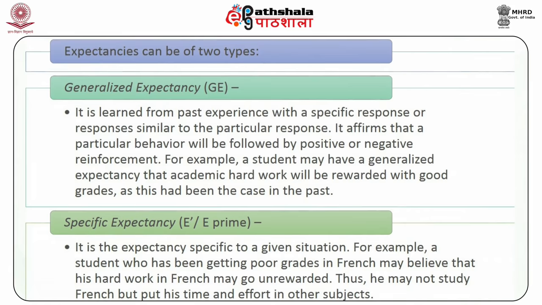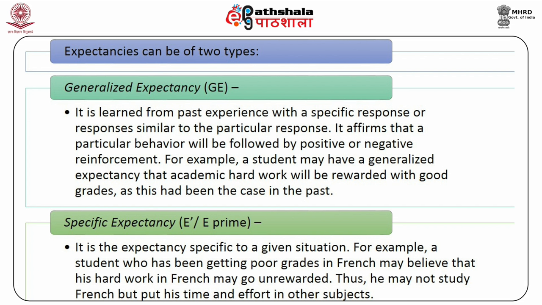First, generalized expectancy. It is learned from past experience with a specific response or responses similar to that particular response. It affirms that a particular behavior will be followed by a positive or negative reinforcement. For example, a student may have a generalized expectancy that academic hard work will be rewarded with good grades, as this had been the case in the past.